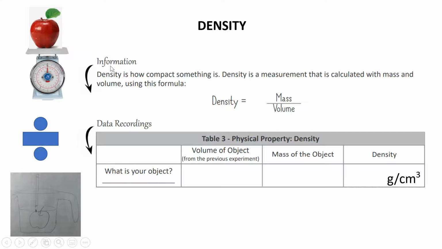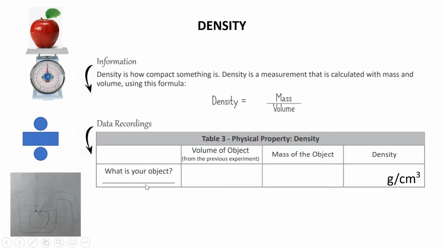So let me look here, Stacey. Information. Density is how compact something is. Yes, I said that. Density is a measurement that is calculated with mass and volume using this formula. Density is equal to mass, right here, I made a visual, divided by volume. So you already got that information. You are weighing it, and you're going to put that right here, mass of the object, divided by this number, which is the volume of it from table 2.